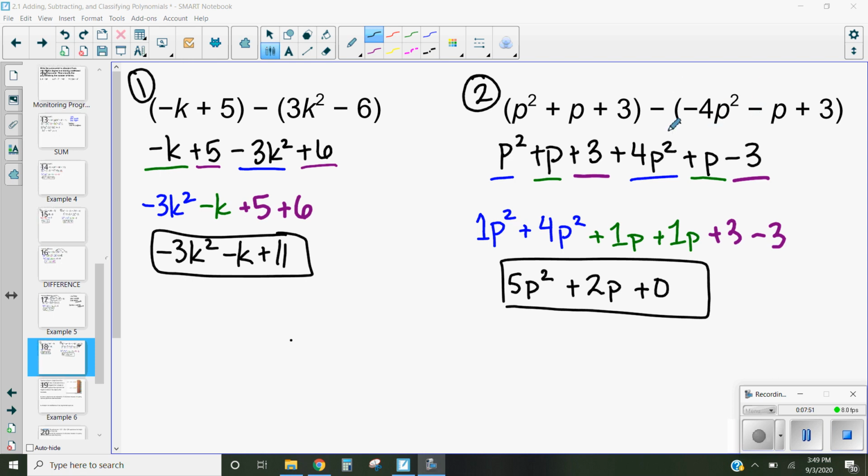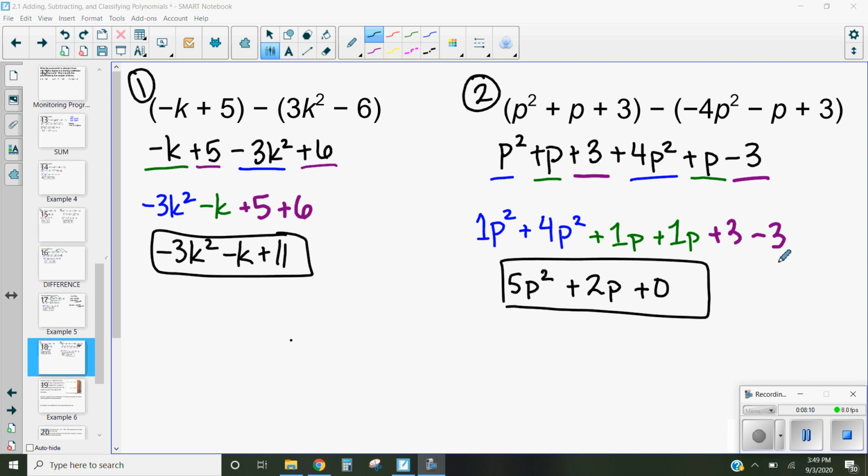Remember, we have to distribute that subtraction sign to each individual term. So this is what we should have ended up with. And then we are going to write it in standard form. So those terms that have the same degree will be next to each other. And then we're going to combine those terms that are alike, so they have the same variable and the same degree.